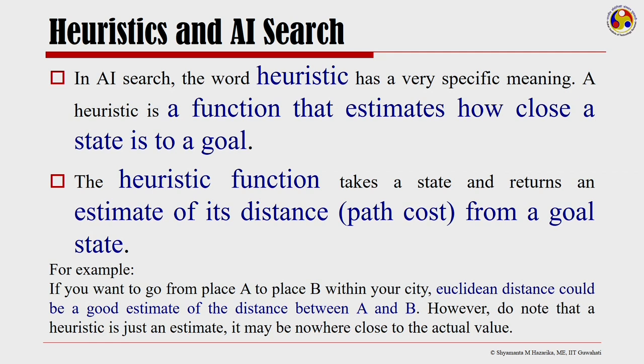If you want to go from place A to place B within your city, Euclidean distance could be a good estimate of the distance between A and B. However, we need to note that the Euclidean distance may not give the correct distance between A and B. The actual distance would be different. What the Euclidean distance is giving us is an estimate of the distance between A and B, and it may be nowhere near close to the actual value.